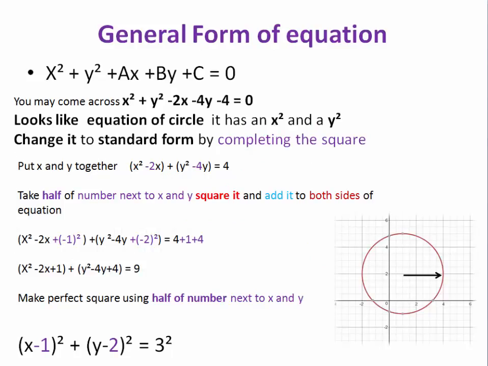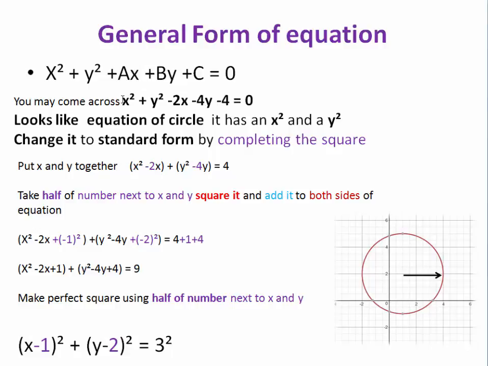Sometimes we're given the general form for the equation of a circle. This form we get by multiplying out the brackets in the standard form, which is x minus a squared plus y minus b squared equals r squared. When we multiply out the brackets, we get this general form of the equation.